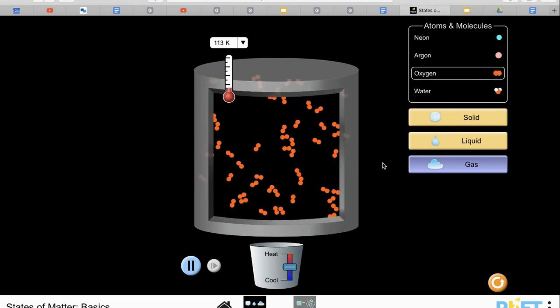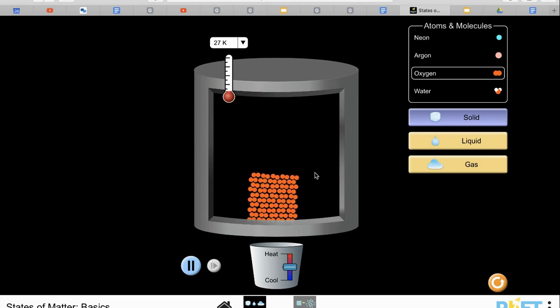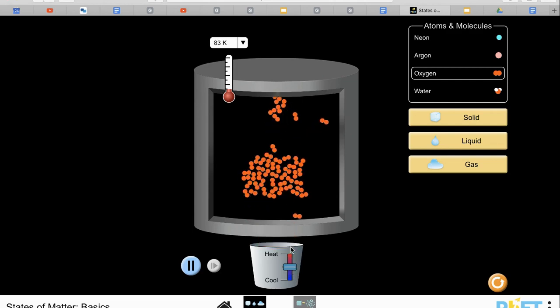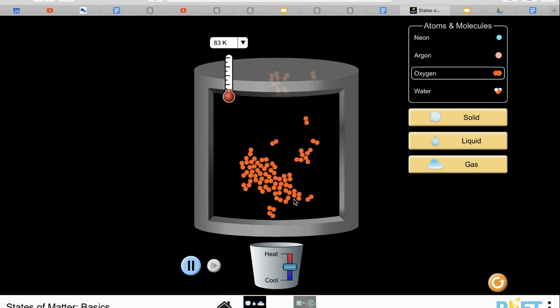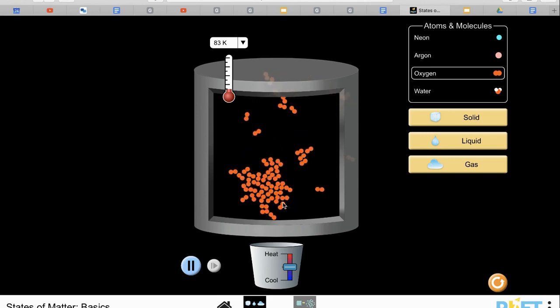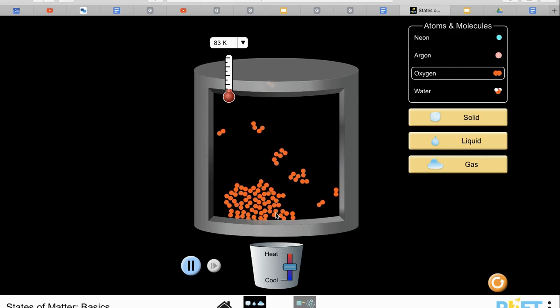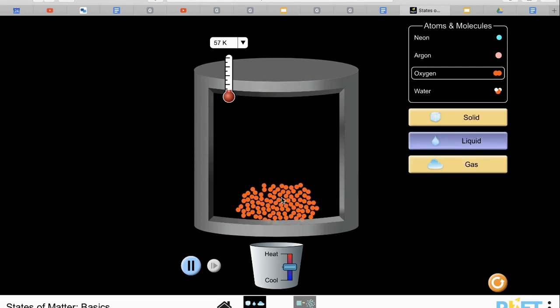If we take a look at oxygen, we can solidify oxygen at 27 Kelvin. Still pretty cold. If we apply heat, we start loosening the LDFs. Remember, oxygen again is nonpolar, and so it's only held together with LDFs in the solid and liquid states. We loosen the LDFs. We cause the molecules to have enough kinetic energy that it can break the LDFs temporarily and allow the molecules to slip around. And at 57 Kelvin, we now have a liquid.